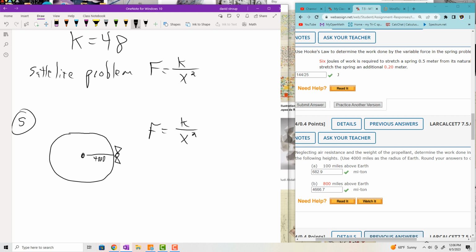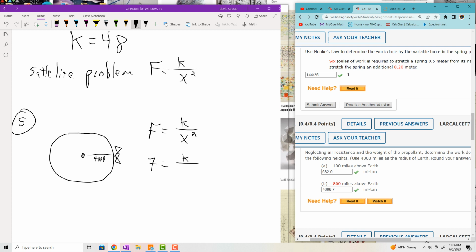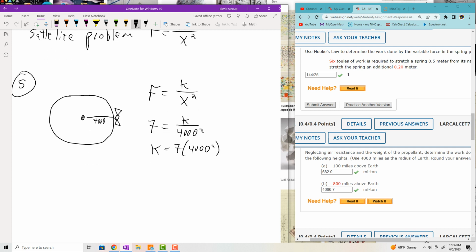So to get the K value, replace F with 7, the weight of the satellite, and then we have K all over... So the weight of the satellite is 7 tons, right? So that's when it's 4,000 miles away from the center of the Earth. Okay. I'm not going to multiply this out because it's such a big number, so I'll just write K is equal to 7 times 4,000 squared. Okay. And that gives us our formula for force that we're going to use to figure out the work, right?